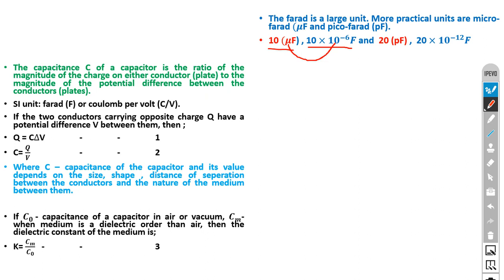Here we have 20 picofarad. Picofarad means 10 to the power minus 12 farad. So in place of pico, you replace 10 to the power minus 12. Is that clear? Let's proceed.